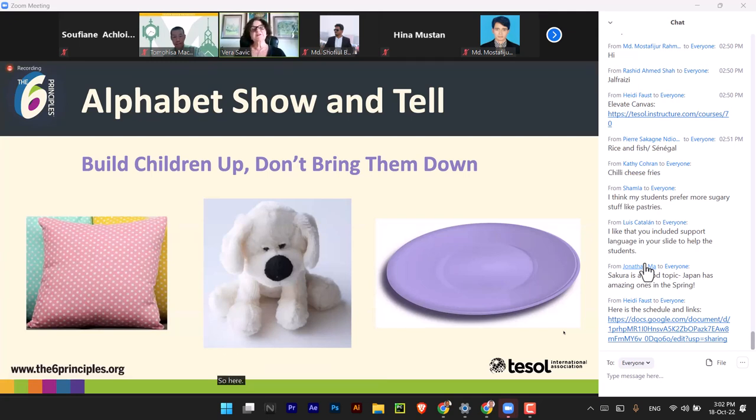So here's the first activity, alphabet show and tell, for 3 to 6 year old learners. What you can see here are three pictures of three objects. My question is, do you see any relationship? Do they have anything in common? I mean, these three objects. You can put your answers in the chat box or maybe say it.